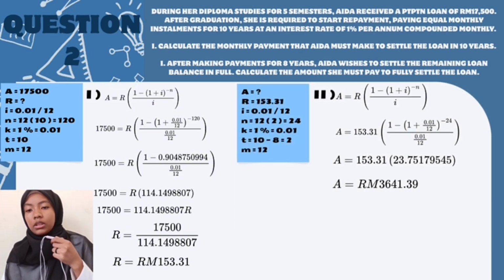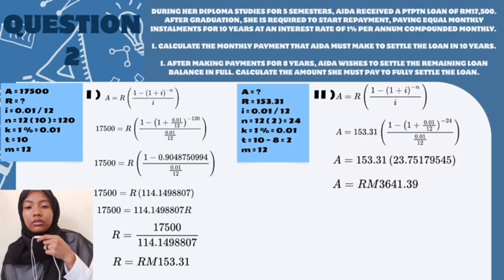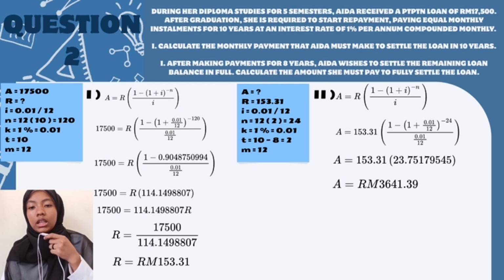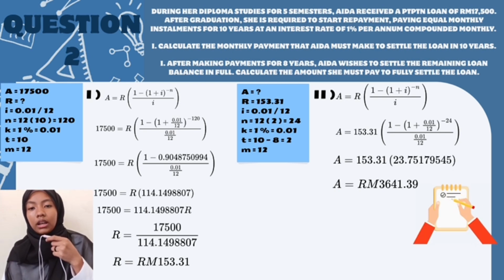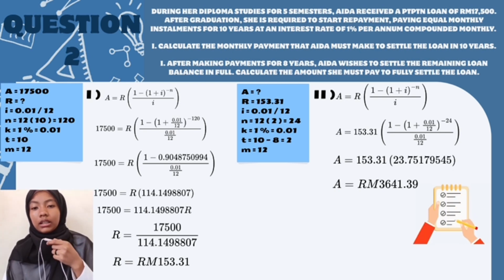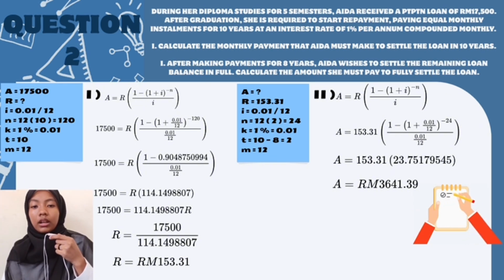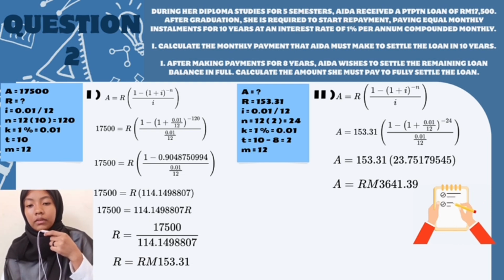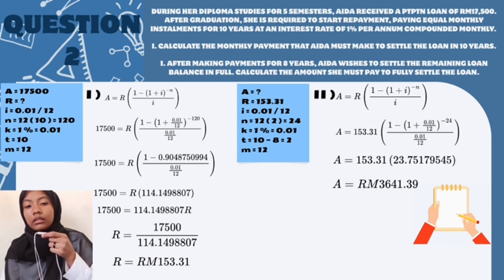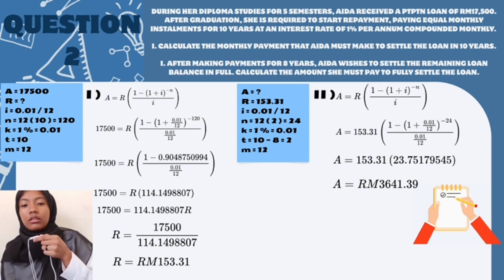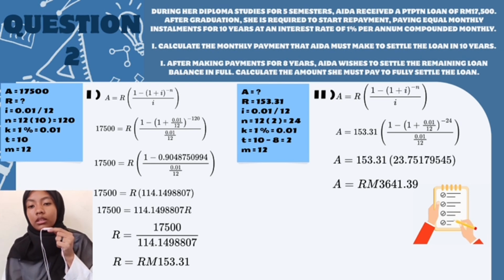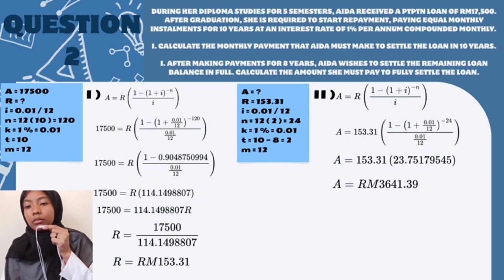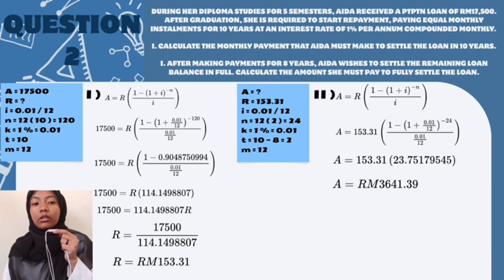For the second question, we have to calculate the amount Ida must pay to fully settle the loan after making payments for 8 years, which means we have to find a new A, the present value of annuity. We are still going to use the same formula, A equal R bracket 1 minus bracket 1 plus I to the power of negative N, divided by I. For this question, we will use the formula A equal R bracket 1 minus bracket 1 plus I to the power of negative N, divided by I.